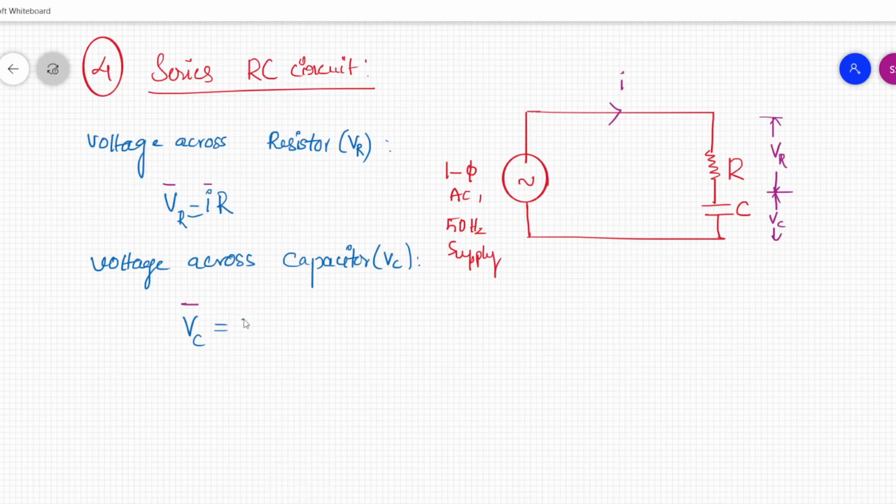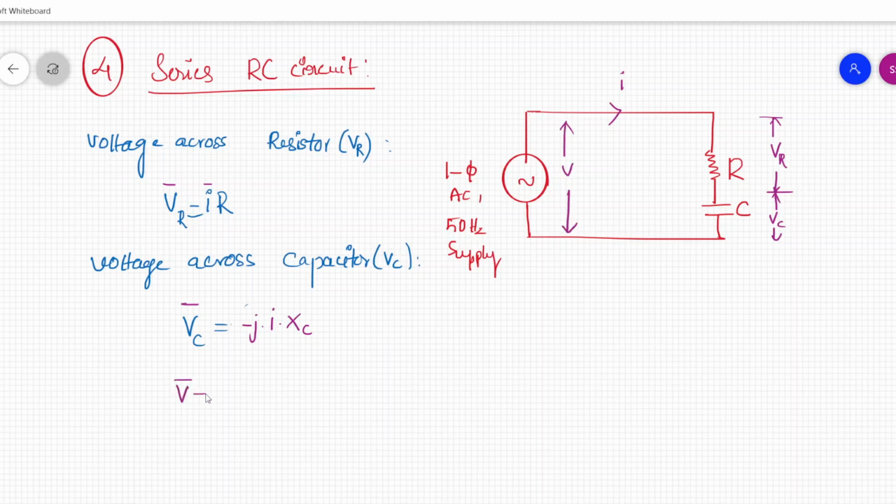Now here the current is leading the voltage, so there will be a J operator, right? Whenever you write VC here, you need to write a J operator, that is minus J into I into XC. So this is our voltage across capacitor: minus J into I into capacitive reactance XC. So what is this voltage here? That is supply voltage V. We are supplying a voltage V here.